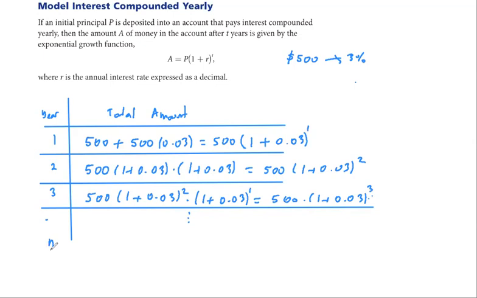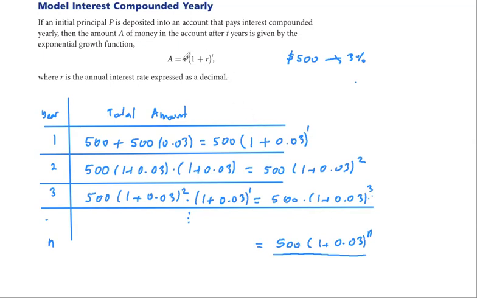If you just continue this with the nth year, you are going to get the final answer as 500 times (1 plus 0.03) to the n power. And then this is the way that we explore this given formula.